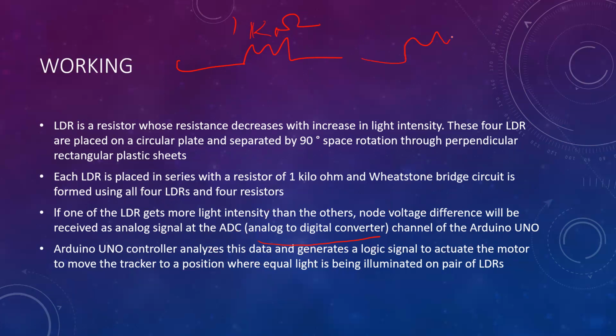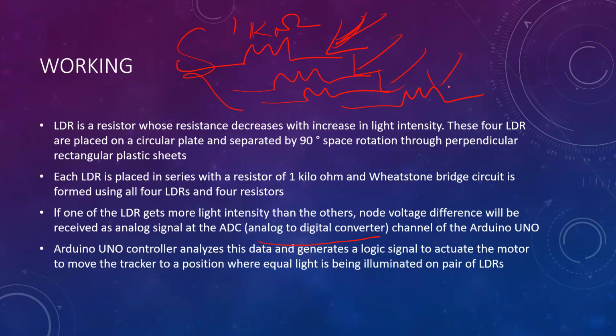Let us take that there are four resistors, and one of them is getting high intensity. Then the Arduino Uno adjusts this and sets it so that each LDR gets equal light intensity.